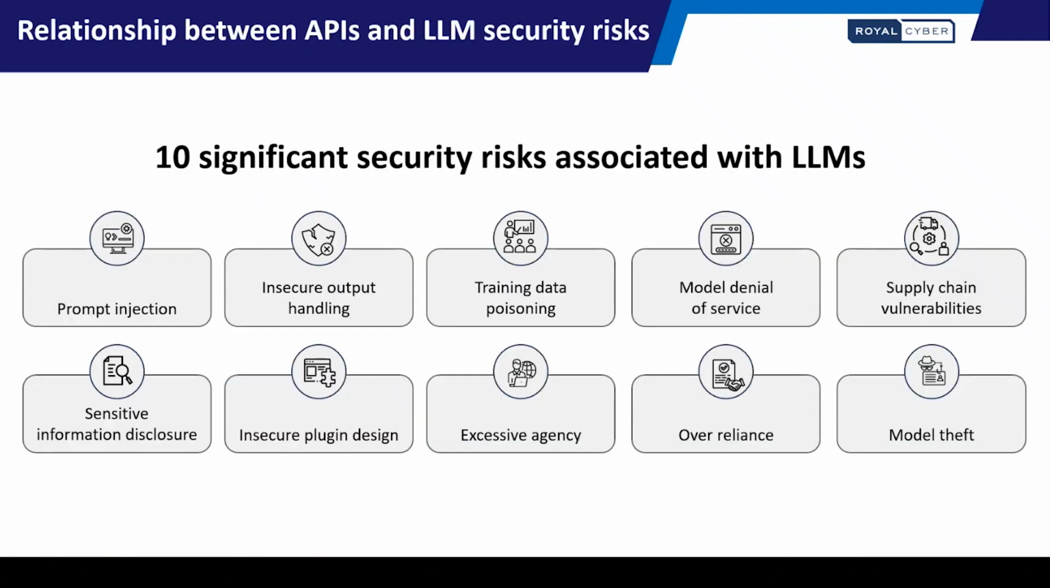LLMs that support generative AI output require access to data. LLMs linked to sensitive company data present added security risks, but these risks can be reduced by using APIs and API management. The Open Worldwide Application Security Project, OWASP, is an international group focused on software security. They recently outlined 10 significant security risks associated with LLMs, which are shown on the screen.